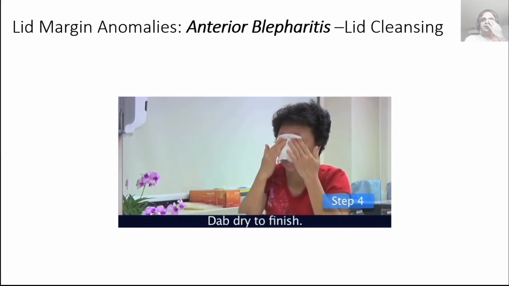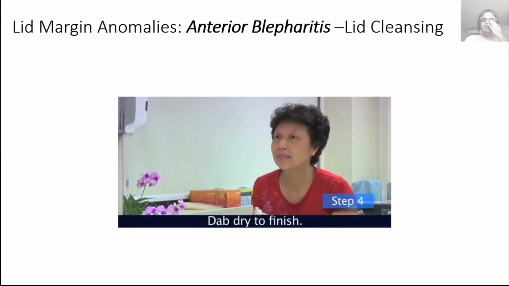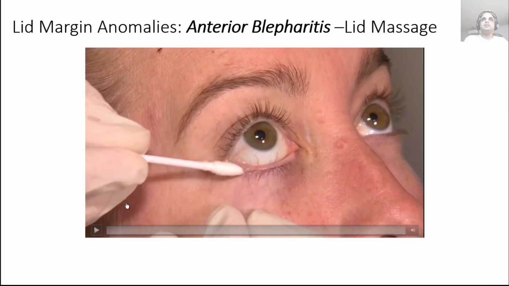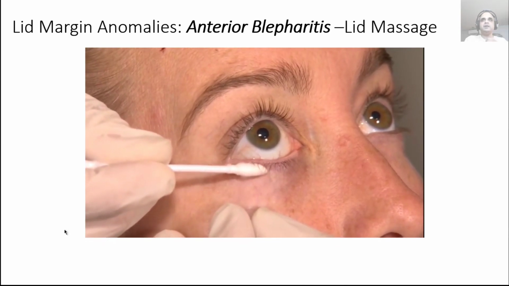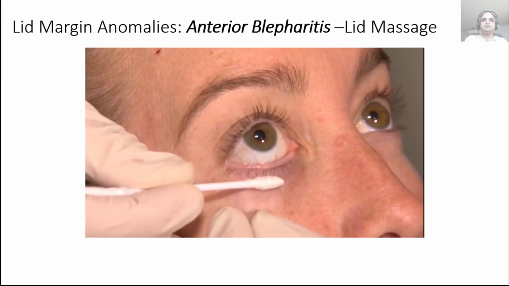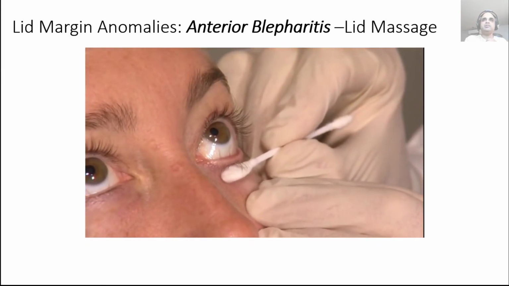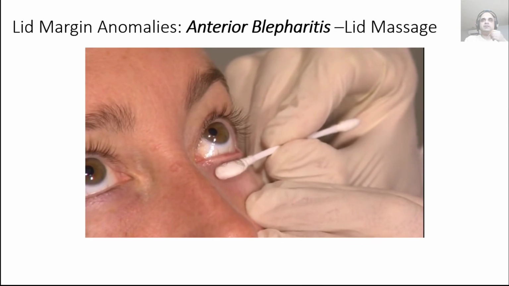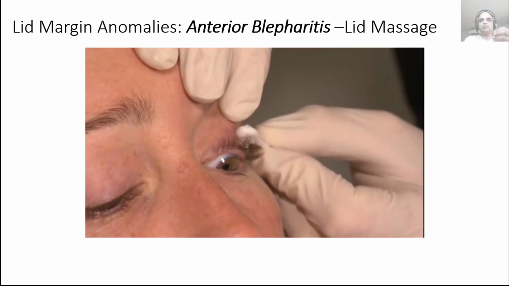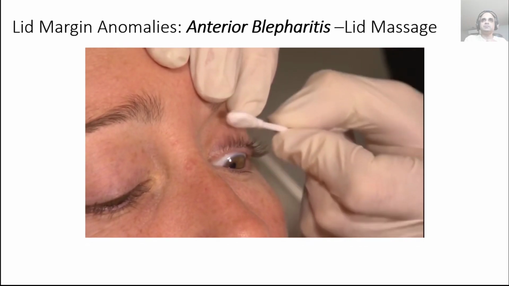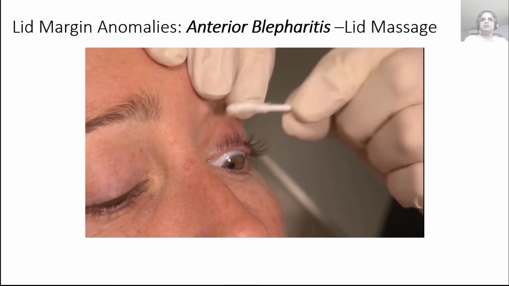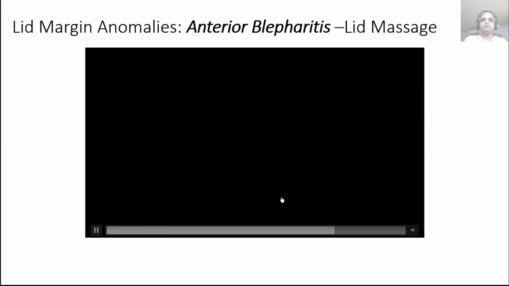And you don't rub dry, you just dab dry. Rubbing would worsen inflammation. This is how lid massage is done properly. And this helps express the meibomian gland secretion, meibum, out of the glands, which improves tear film stability, because this is the oily layer which retards evaporation. And with time, the patient can learn to do it himself or herself. You really don't need to use a Q-tip. You can use your fingers as well.